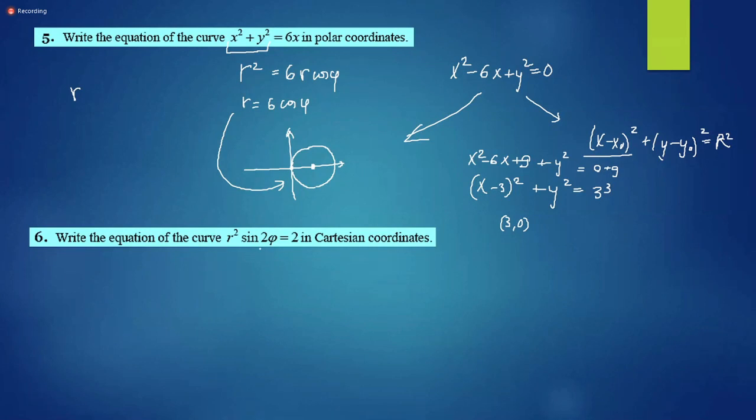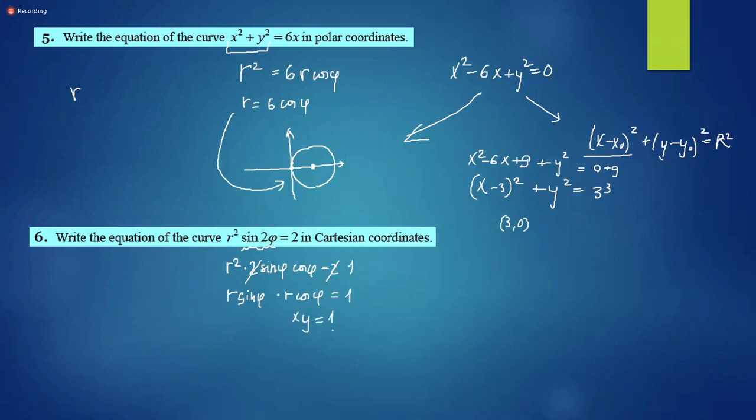To resolve this, I would propose, let's take sine of 2 phi and use one of the basic formulas from trigonometry. That is the formula of the sine of a double angle: 2 sine phi times cosine phi equals 2. Then we can divide both sides by 2, evidently 1. And now we can actually say r sine phi times r cosine phi equals 1, or in other words, x times y equals 1.